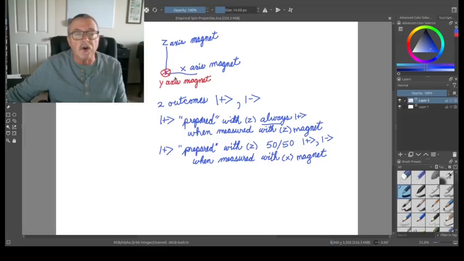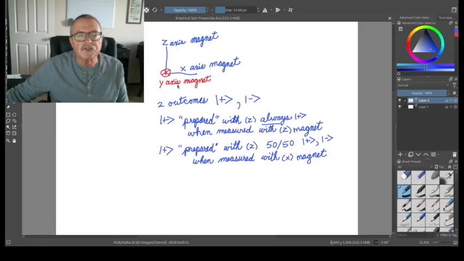So it's hard to draw something like that, so I put this little circle with a cross in it to indicate that it's going into the page, if you want to think about it that way. No matter which magnet I use, I'm going to get two outcomes. I use this plus sign for aligned and the minus sign for not aligned. These are the only two results, regardless of whether we're doing a z-axis, an x-axis, or a y-axis.